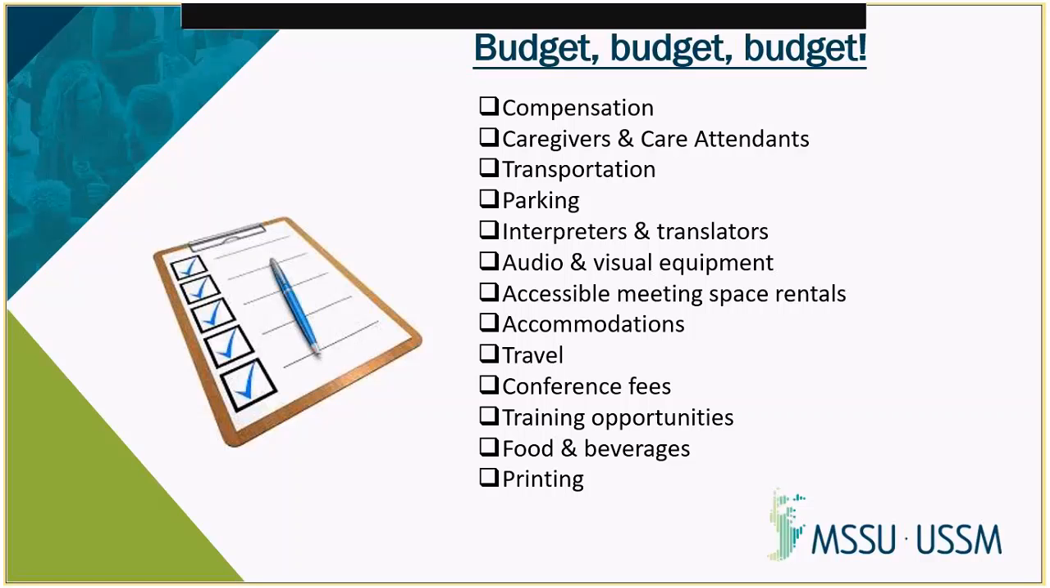Interpreters and translators, we're looking at doing more research with newly landed immigrants or the hearing impaired. You might have a patient partner where you're not looking at hearing impaired populations, but they are hearing impaired, so you might want to think about that ahead of time. Audio and visual equipment. Accessible meeting space rentals is a really big one.